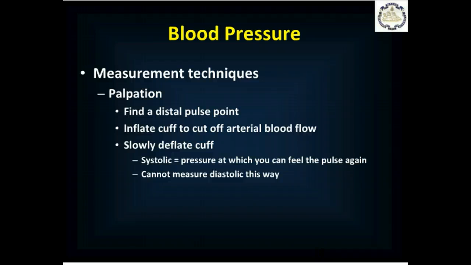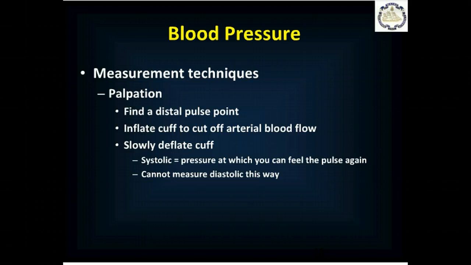So you do the same thing with the cuff. You put it on the upper arm, and you are going to inflate it, but before you do, you find the radial pulse. And you can also do this on a leg if the patient's laying flat, and find a dorsalis pedis pulse or posterior tibial pulse. But you find your pulse point.